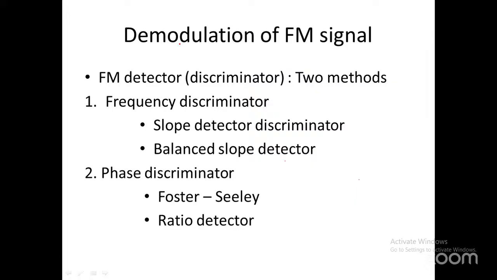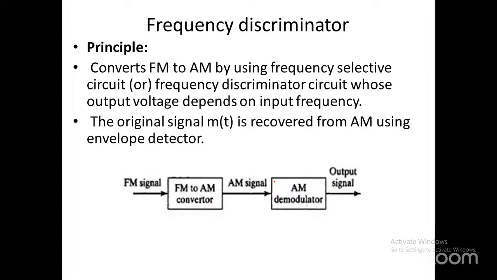Coming to demodulation of FM signal, there are two types of demodulation schemes used. One is the frequency discriminator, another is the phase discriminator. For demodulation, usually they go for phase discriminator schemes called the Foster-Seeley discriminator, or if it is a frequency discriminator, the balanced slope detector technique is used. These two techniques are very efficient for demodulation of both PM and FM, that is, phase modulated and frequency modulated signals.